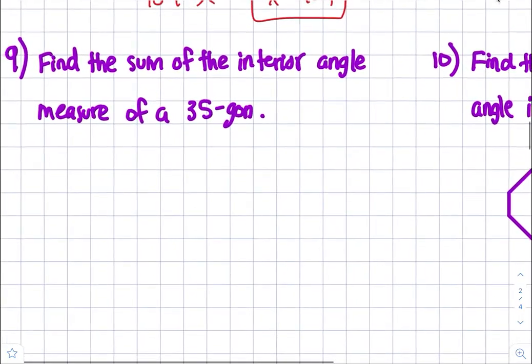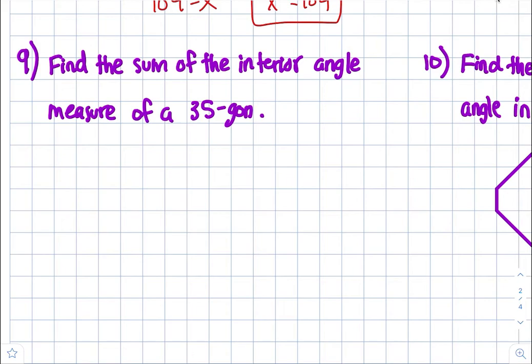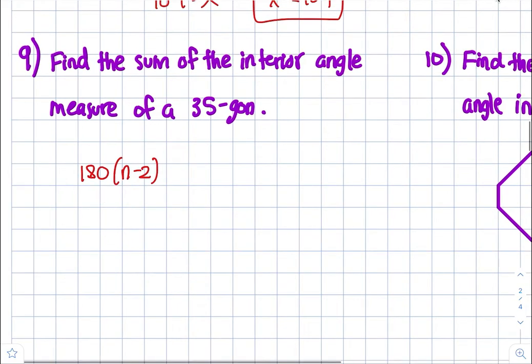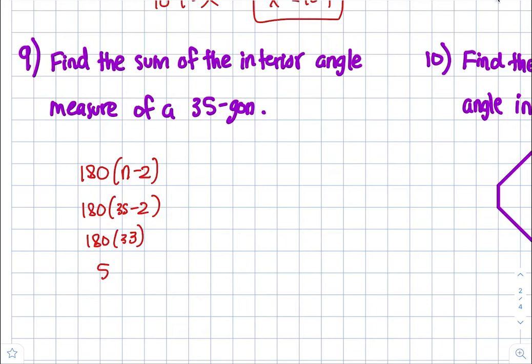Number 9, find the sum of the interior angle measure of a 35-gon. So the sum of the interior angles of a polygon is this formula, 180 times n minus 2. And n is the number of sides. So that's 180 times 35 minus 2, 180 times 33, and 180 times 33 is 5,940 degrees.